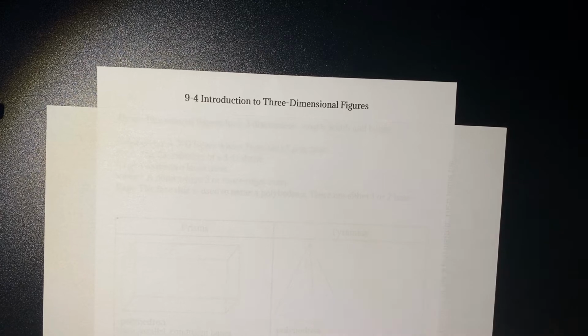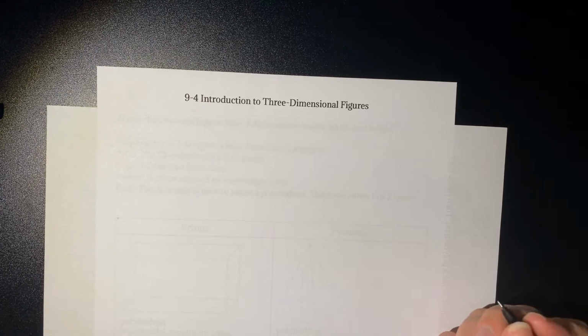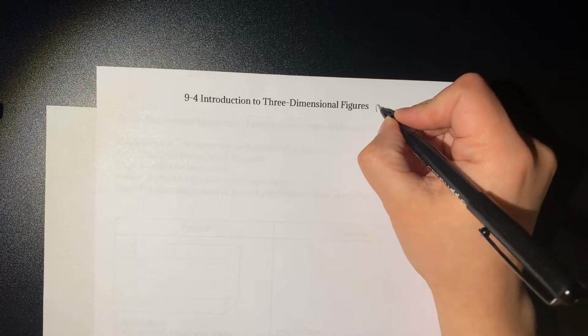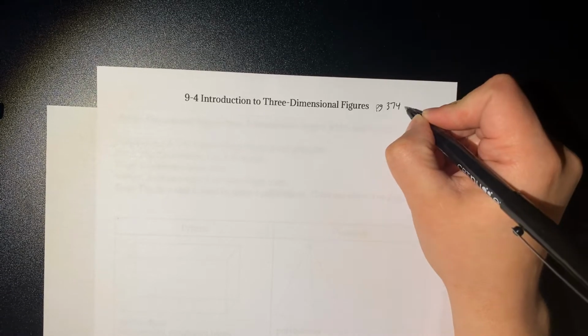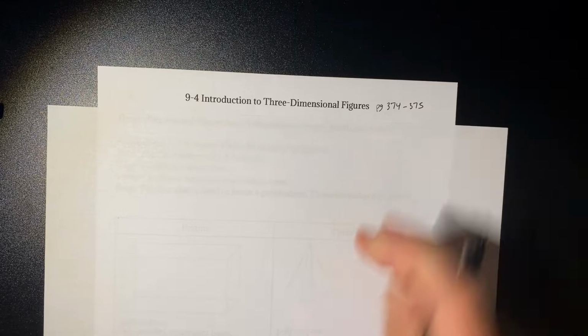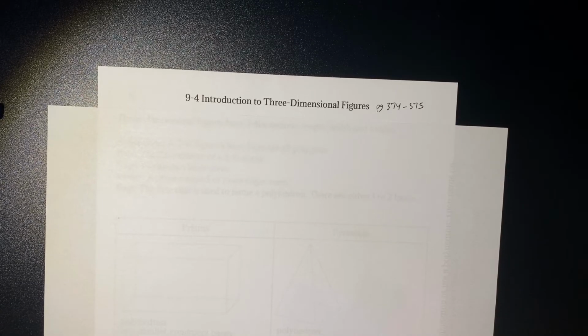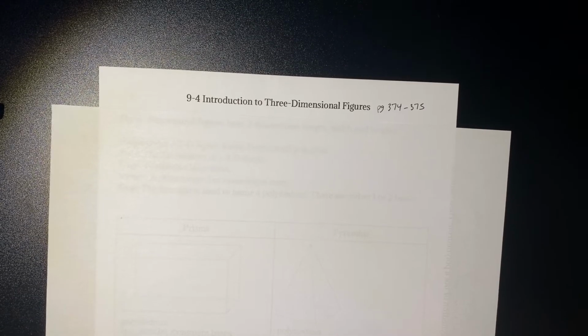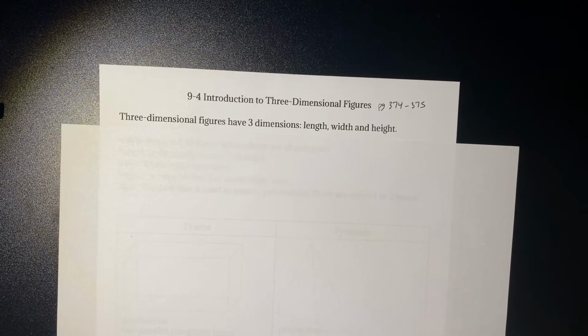I'll write it down for you in case you want to take a look. We are on pages 374 to 375 in your math book if you want to look at that while I go along. So 3-dimensional figures have 3 dimensions: length, width, and height. I'm going to take a pause, let you grab your book if you want to, and I am going to grab a good 3-dimensional figure for you.